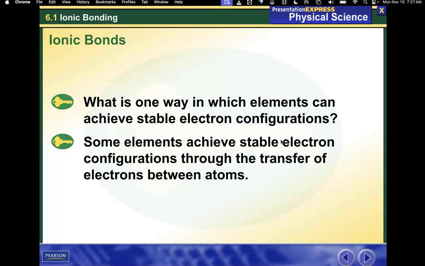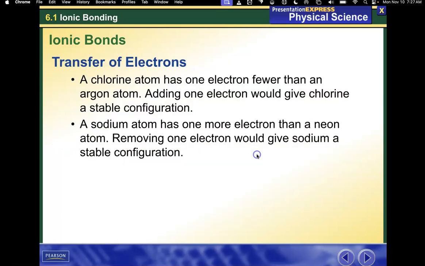What is one way in which electrons can achieve stable electron configurations? Some elements achieve stable electron configurations through the transfer of electrons between atoms. So the transfer of electrons.